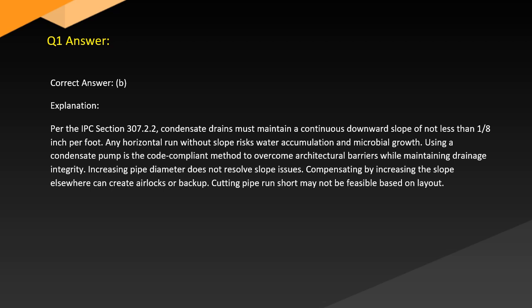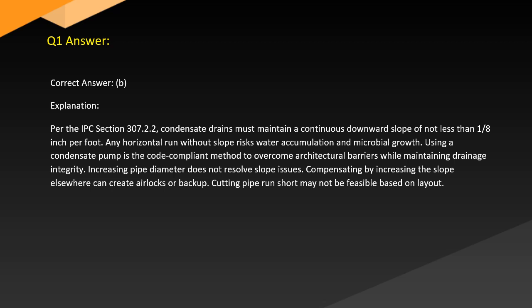Answer. Correct answer B. Explanation. Per Section 307.2.2, condensate drains must maintain a continuous downward slope of not less than 1/8 inch per foot. Any horizontal run without slope risks water accumulation and microbial growth. Using a condensate pump is the code-compliant method to overcome architectural barriers while maintaining drainage integrity.